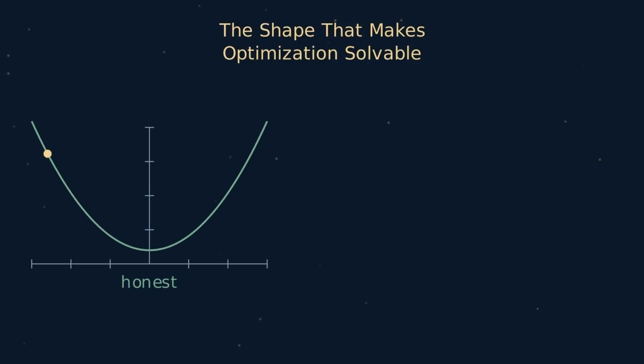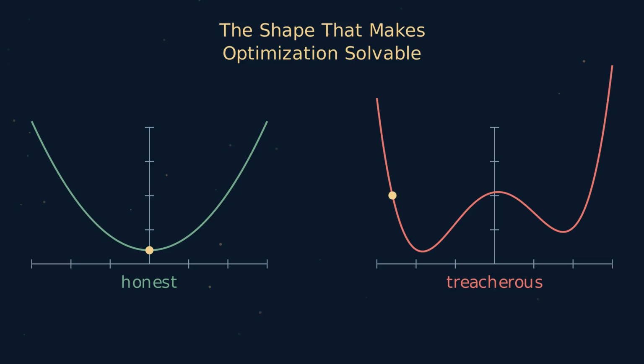On a landscape like this one, stepping downhill always works. There's a single valley, and every path leads to it. But on this one, downhill can betray you. Start on the left, and you slide into a dip that feels like the bottom, while a deeper valley waits just over the ridge, completely hidden. One single property decides which world you're in. It's called convexity, and by the end of this lesson, you'll be able to spot it on sight.